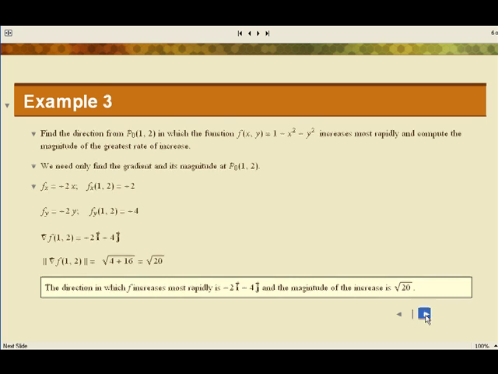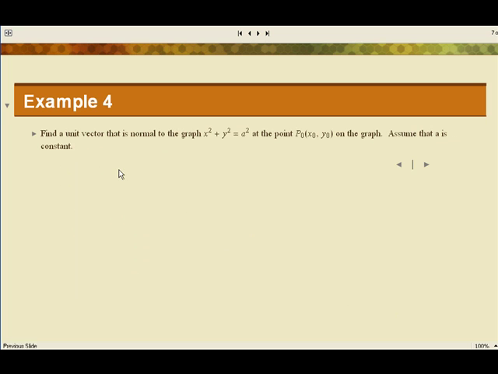Alright, I think there are 2 more questions here, so I'll go on to this next one. Find a unit vector that is normal to the graph x squared plus y squared equals a squared at the point P naught, which is at (x naught, y naught) on the graph. Assume that a is a constant. So if we want to find a unit vector normal to the graph, remember, normal to the graph is the same thing as the gradient. So this is another way to phrase a request for the gradient.